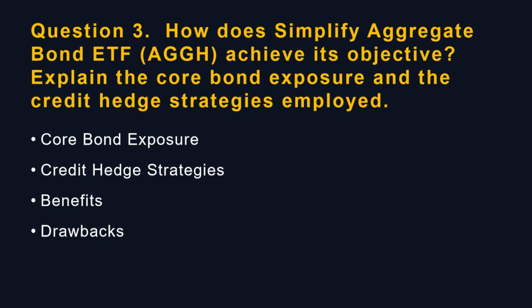2. Credit hedge strategies. On top of the core bond exposure, AGGH utilizes various strategies to potentially enhance returns or mitigate credit risk. These strategies add a layer of complexity, but can be beneficial if managed effectively. Here are some common techniques.